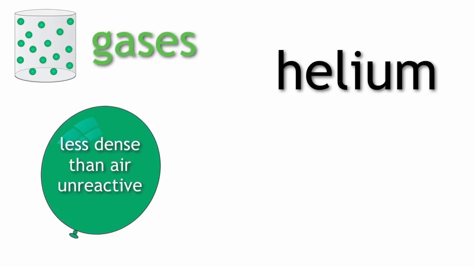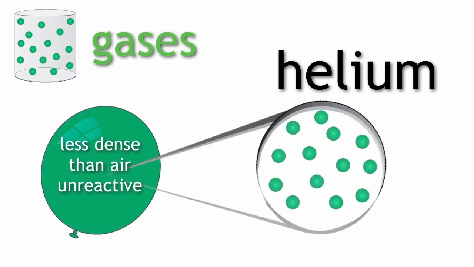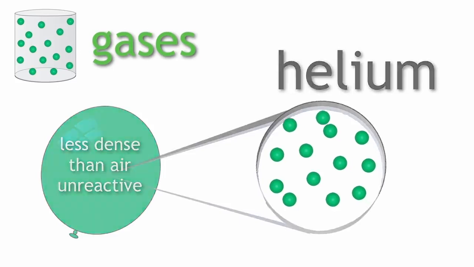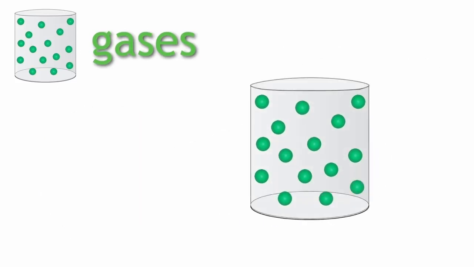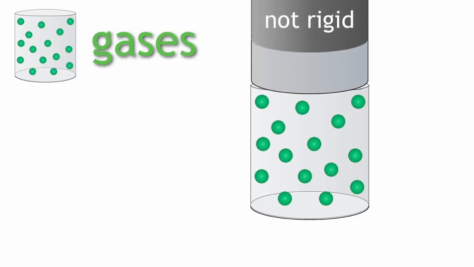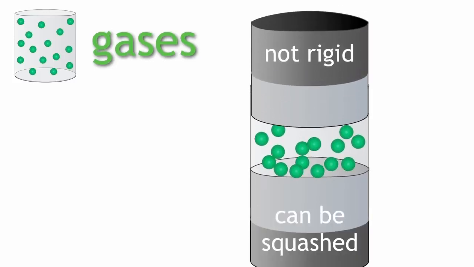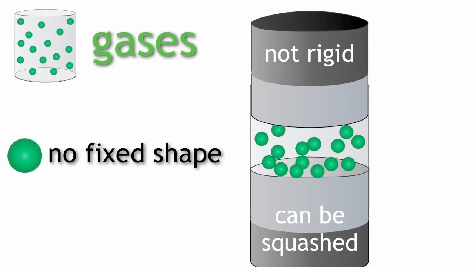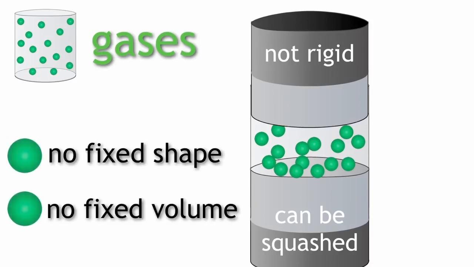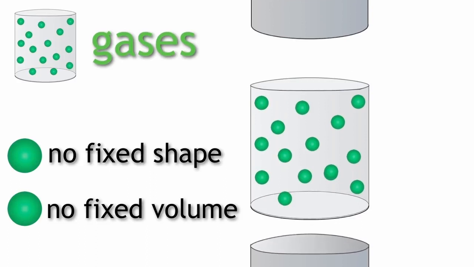Again, as with solids and liquids, the properties of gases depend on how the particles in gases are packed. Unlike solids and liquids, the particles in gases are not closely packed, they are far apart. As a result, gases are not rigid and can be squashed or compressed. They do not have a fixed shape nor fixed volume. They fill the whole space they are in.